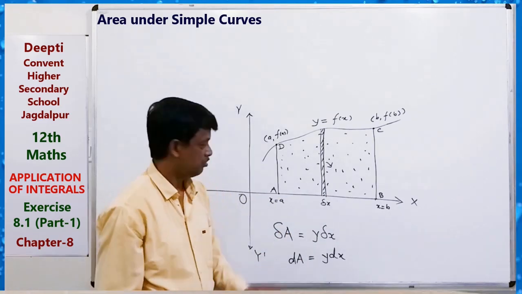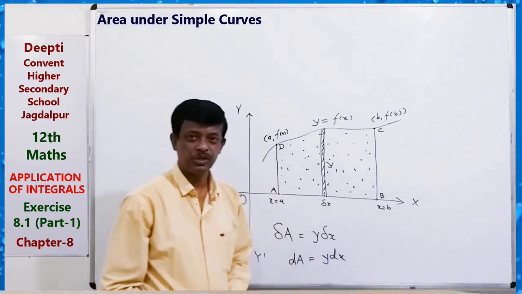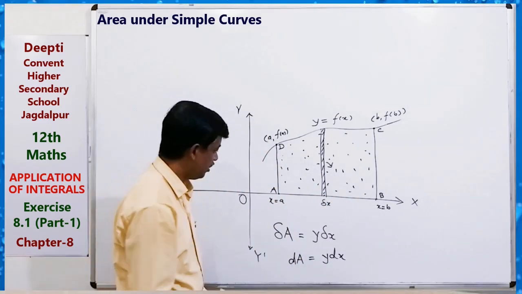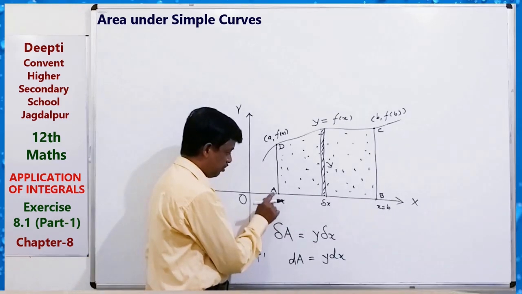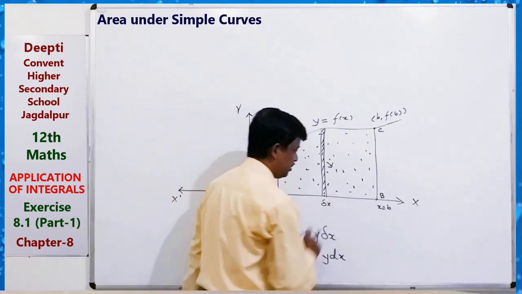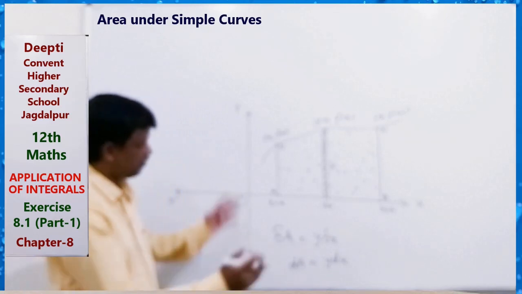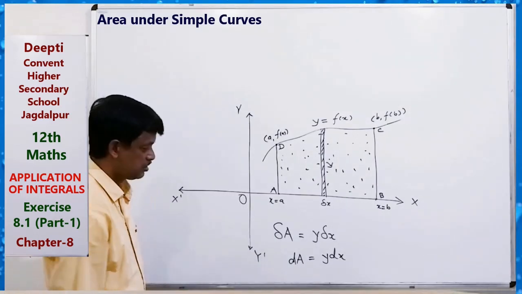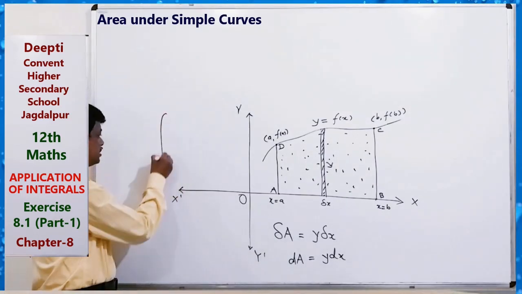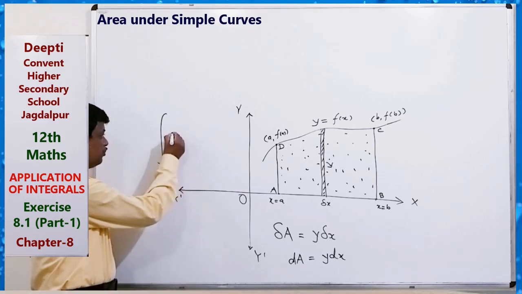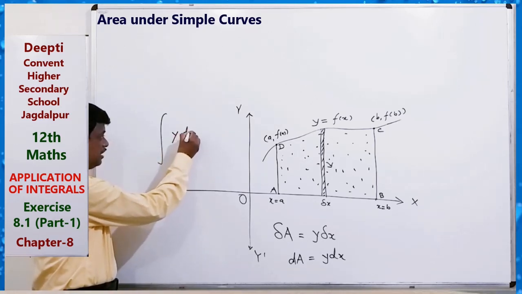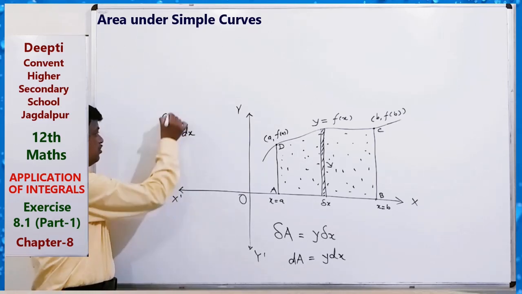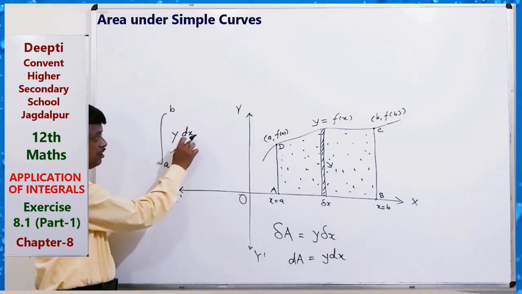Now we require the whole area. So we can vary the value of x from a to b and sum all of them. So that is the integration of y dx from a to b. This is the limit of x.